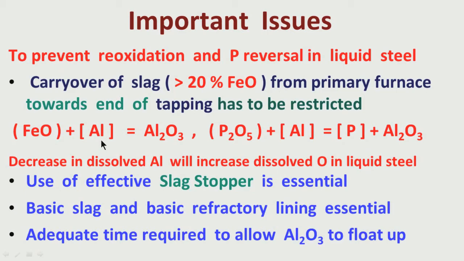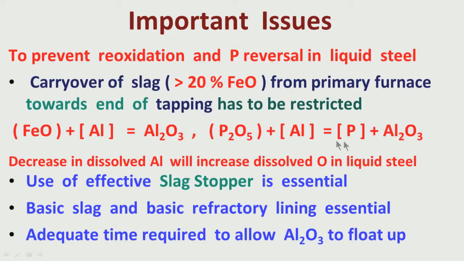So, what are the implications? If dissolved aluminum is coming down, because the multiplication of dissolved aluminum and dissolved oxygen is constant, dissolved aluminum coming down means dissolved oxygen will increase in liquid steel. That means again reoxidation, we call it. Phosphorus is also increasing, alumina is also increasing. So, again there is a possibility, to a certain extent, of cleanliness being affected. The cleanliness is getting deteriorated in this process.